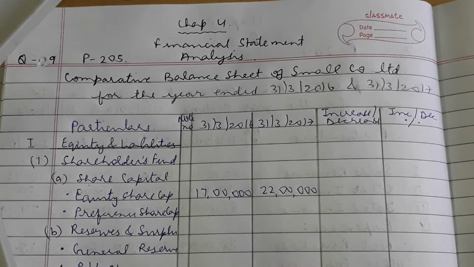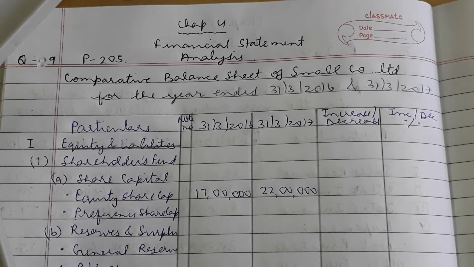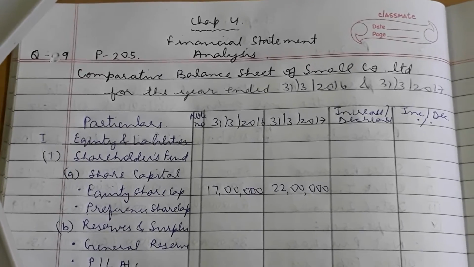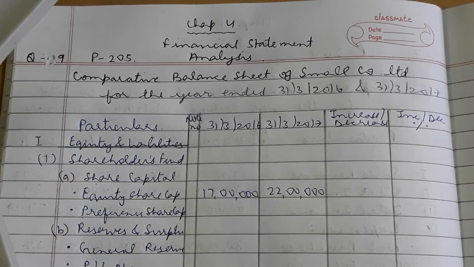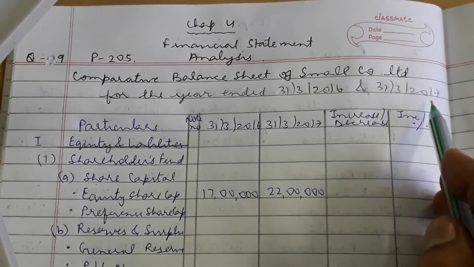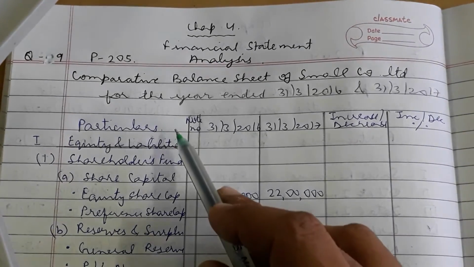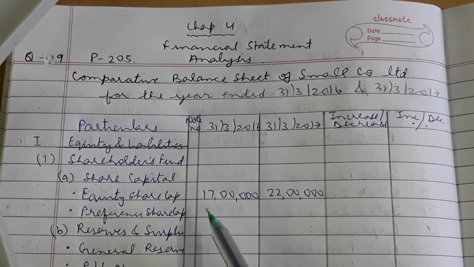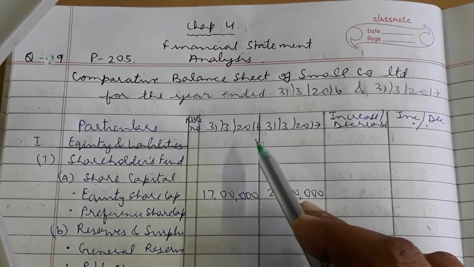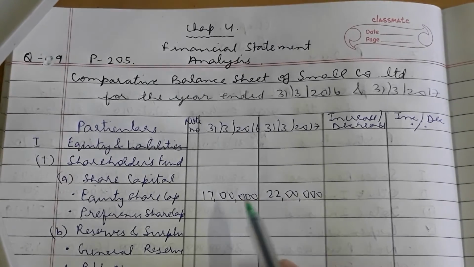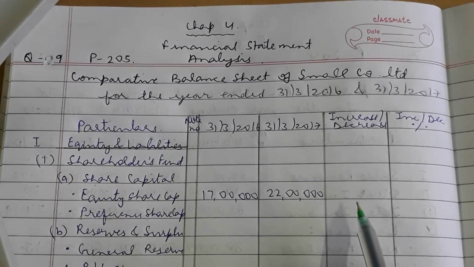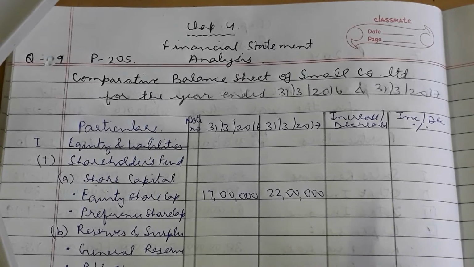Now we will write the complete balance sheet as it is. Here we have drawn the format: comparative balance sheet of Small Company Limited for the year ended 31st March 2016 and 2017. In particulars, note number we will write nothing, but under the years 2016 and 2017 we will write the figures. First we will take 2016 and then 2017. Then we will find the increase or decrease figure and the increase or decrease percentage.